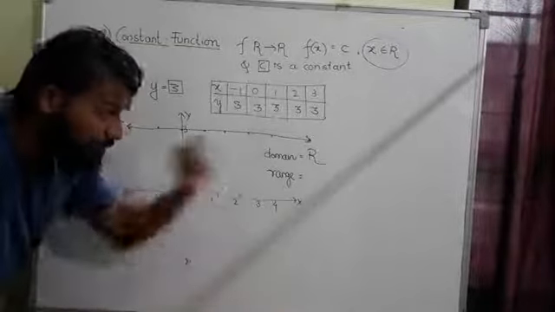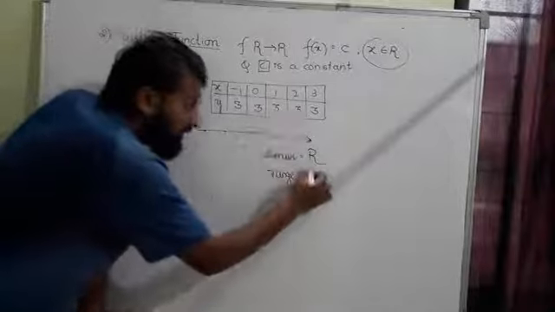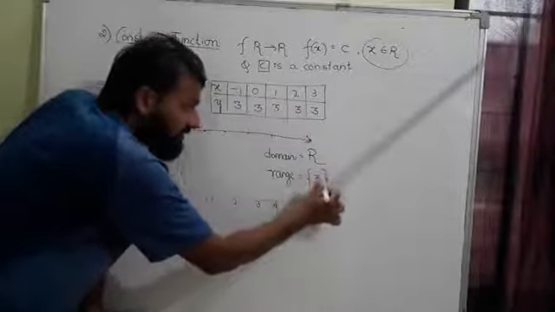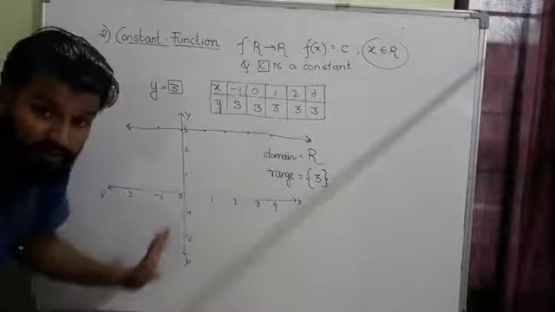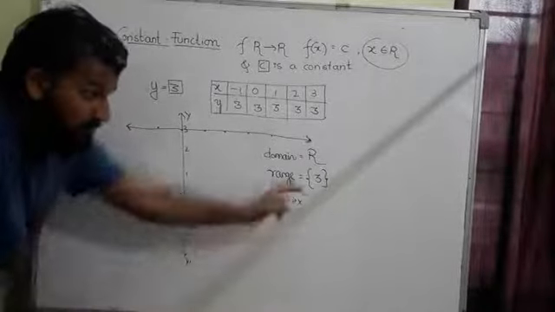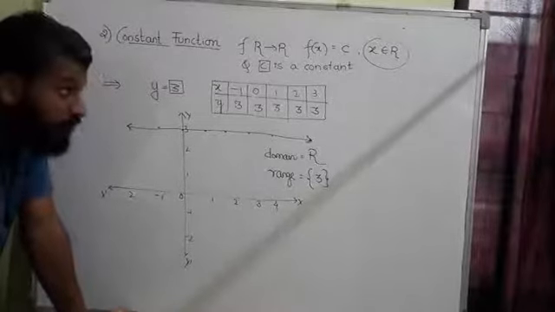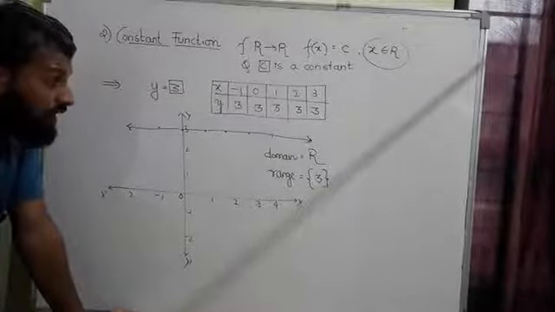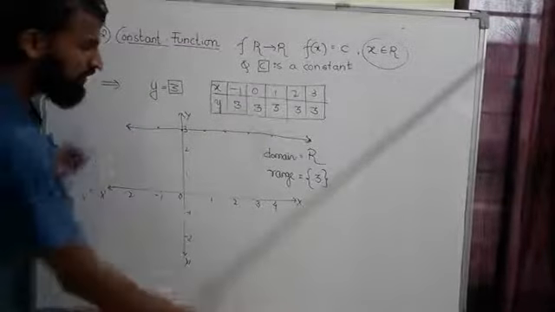So now what is the range for this? Very good. The range is only one element, that is 3, that you have to write in a bracket. It's a set. Always remember, range and domain both will be sets, so you must write the set representation. Are you understanding my point? In general we don't write 3 here, in general we write c.